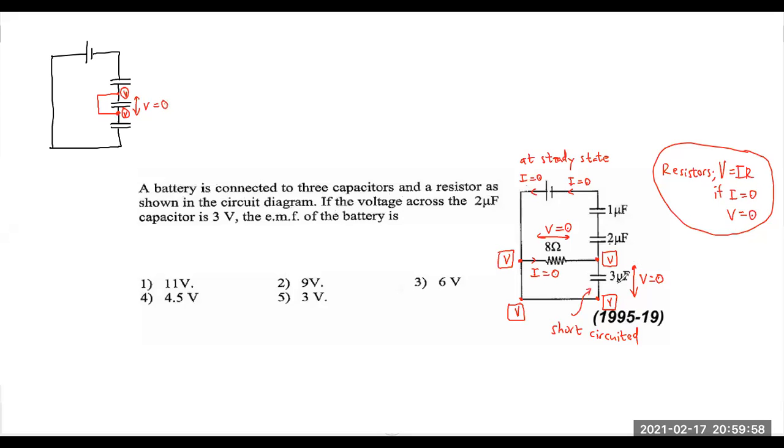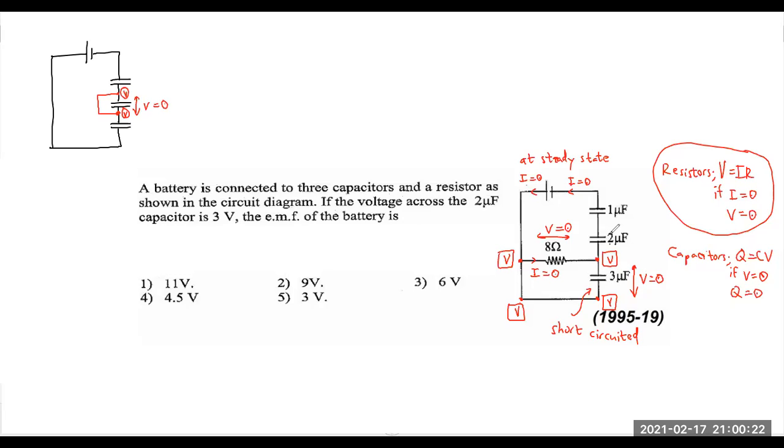If there is no potential difference across a capacitor... now go back to capacitor. This is for resistors, no? For capacitors, what is the equation? For capacitors, the equation we use is Q equal CV. If V is equal to 0 for a capacitor, Q is equal to 0. If Q is equal to 0 in a capacitor, the capacitor is not charged. That means that capacitor is useless.